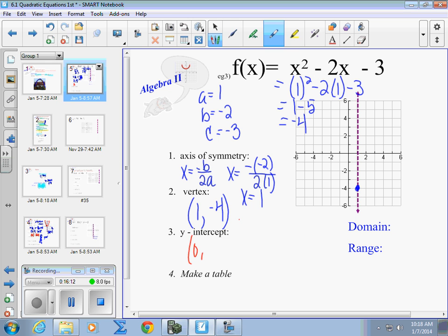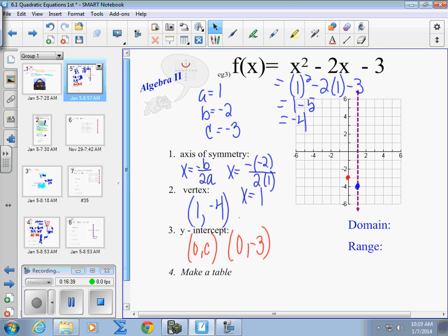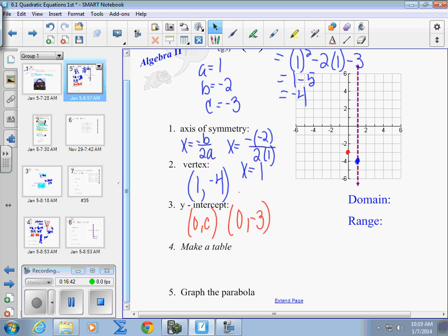The y-intercept is 0, negative 3. We have a point right here. The vertex is 1 and negative 4. We have the y-intercept 0 and negative 3.